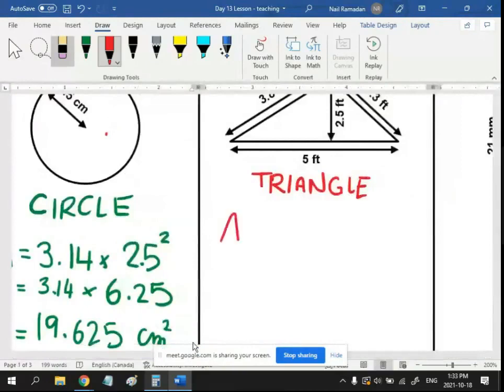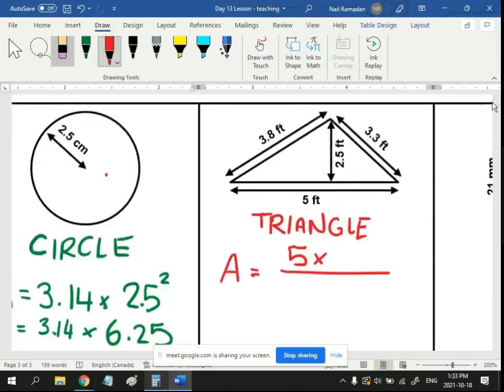A equals, how big is the base of this triangle? 5 feet. So the base is all of this. This is where it stands on the ground. So 5. What's the height of this triangle? How high is it? From here to here, 2.5 feet. Thank you. And then you have to divide by 2. You have to multiply the things on the top first.